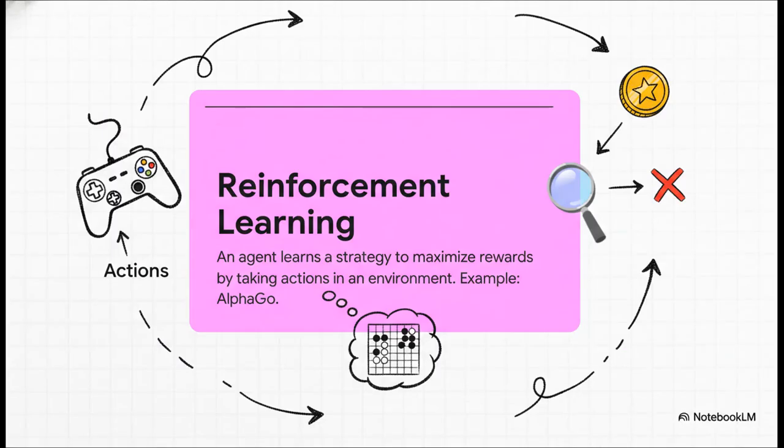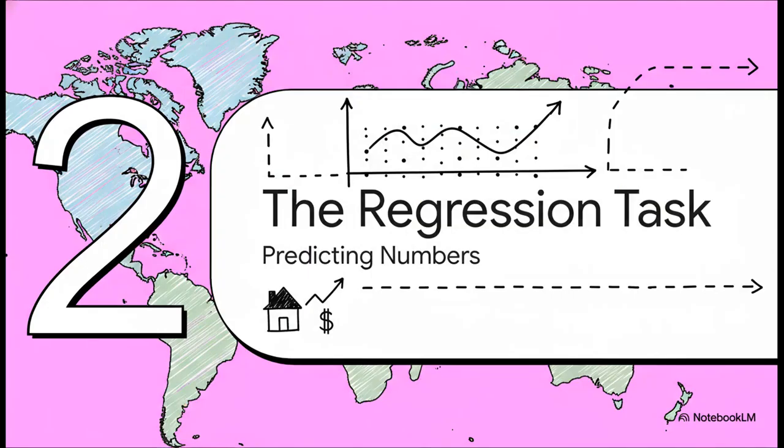Our last big continent is reinforcement learning, and this one is a totally different beast. Here, there's no giant data set to study. Instead, you have an agent, like an AI playing a video game. It learns by pure trial and error. It takes an action, and if it's a good move, it gets a reward, a point. If it's a bad move, it gets a penalty. After doing this millions or even billions of times, it eventually teaches itself the best possible strategy to win. DeepMind's AlphaGo, which taught itself to beat the world's best Go players, is the most famous example of this. It's learning by doing.